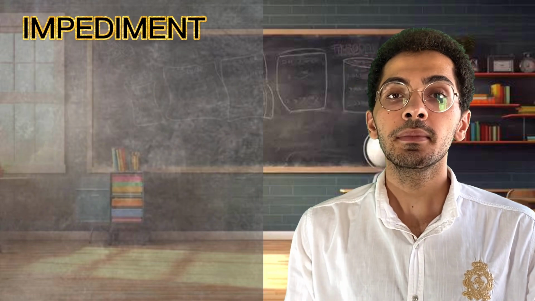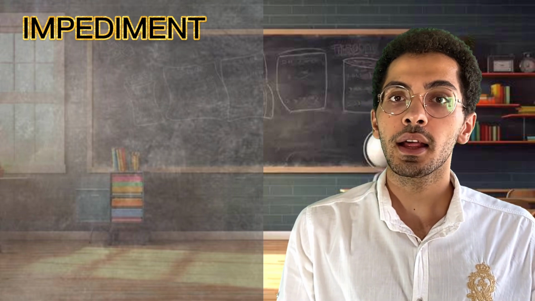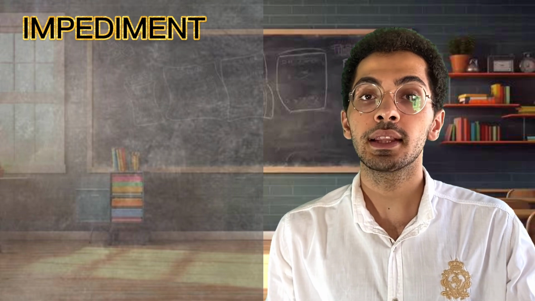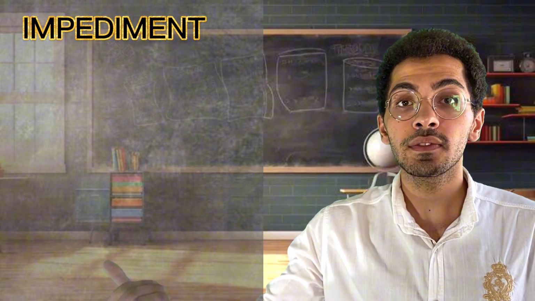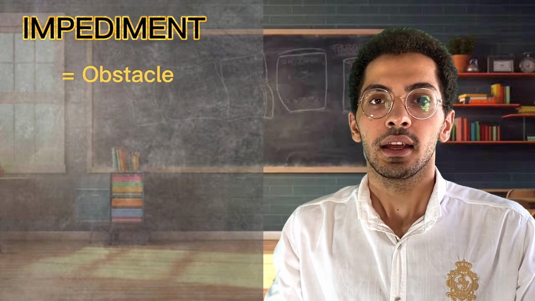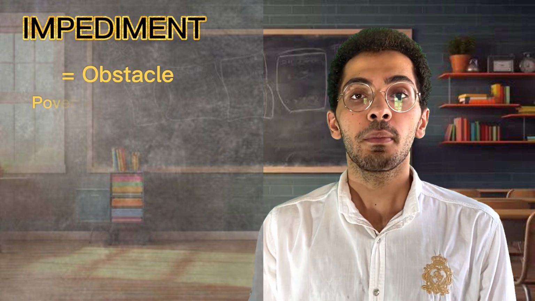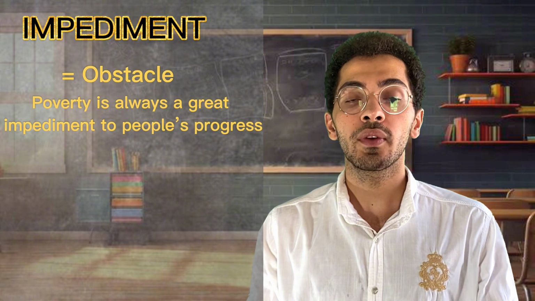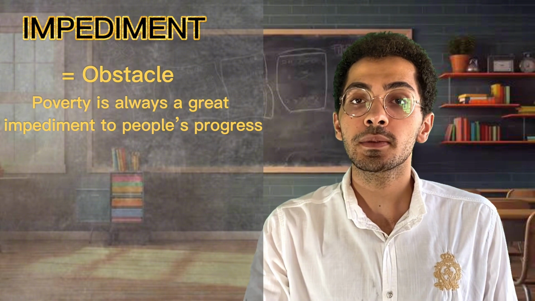Next one is impediment. Im is a negative prefix. For example, possible, impossible. It makes it negative. Here, it means that something negative comes to your feet, you can't move. So it means obstacle, hindrance for you. So, for example, poverty is always a great impediment to humans' progress.